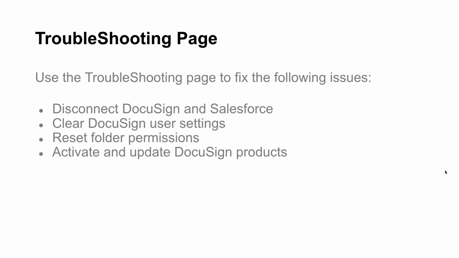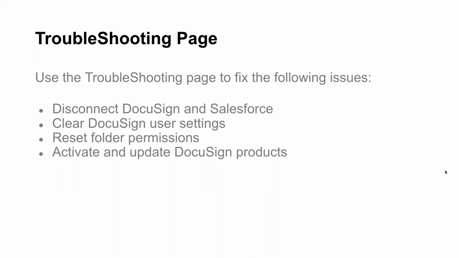The troubleshooting page is kind of an Easter egg inside the Apps Launcher package. Not a ton of people know about it, but it is a good thing to expose. This isn't specifically related to e-signature, but really to Apps Launcher management in general. And the troubleshooting page can fix the following issues.